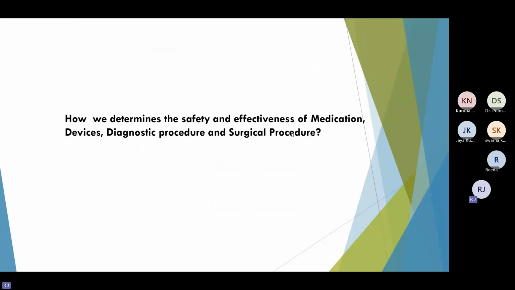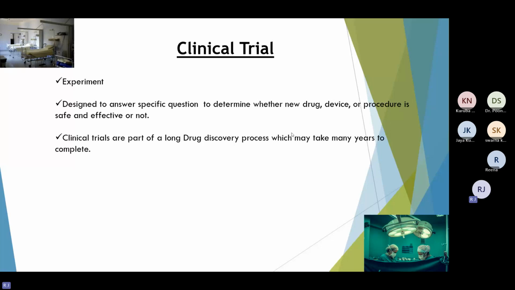Then I said, what's the purpose of treatment research? It is nothing but to determine the safety and effectiveness of a medication, device, diagnostic procedure, and surgical procedure. Okay. So how do we do this? We run experiments to determine the safety and efficacy of a treatment. Those experiments are called clinical trials. So in a clinical trial, we try to answer a specific question to determine the safety and efficacy of a particular treatment. A treatment can be any drug, any medical device, or any procedure, meaning any surgical thing.